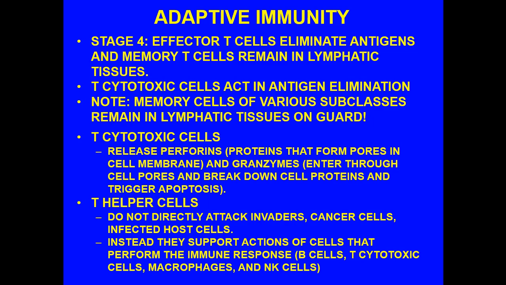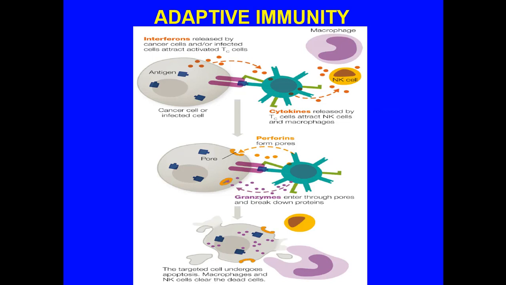What are the T helper cells going to do? They don't directly attack the invaders. Basically, they don't directly act on the invaders, the cancer cells, or infected host cells. Instead, what these do is they will support the actions of cells that perform the immune response. So they're going to help rev up B cells, T cytotoxic cells, macrophages, and NK cells, natural killer cells. And you can see all of this going on here, okay?